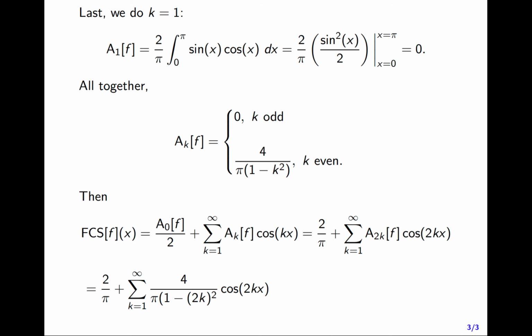And so this is equal to 2 over pi plus the sum from k equals 1 to infinity of 4 divided by pi times 1 minus 2k squared cosine of 2kx. And I can simplify that a little further as 2 over pi plus 4 over pi times the sum k equals 1 to infinity 1 over 1 minus 4k squared cosine of 2kx. Again, I'm still summing from k equals 1 to infinity, but I had reindexed, so I'm only looking at the A_2k's and cosine of 2kx, so the integers inside the sum are all even. And that is my Fourier cosine series for sine of x on the interval 0 to pi.